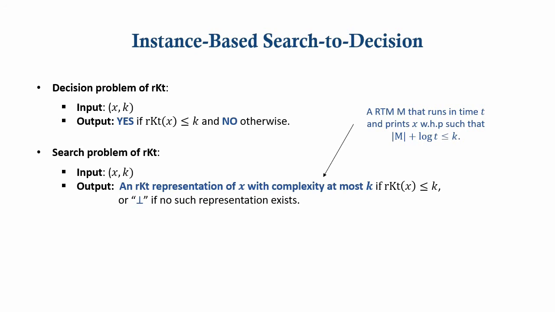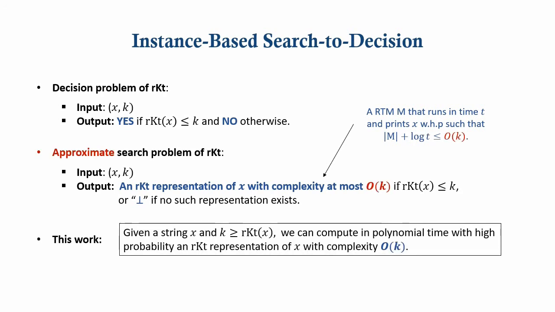Again, an RKT representation of X with complexity k means a randomized machine that prints X with high probability, such that the size of the machine plus log of its running time is at most k. Actually, here we will consider the approximate version of this problem, where we are asked to output an RKT representation of complexity at most O of k rather than k.